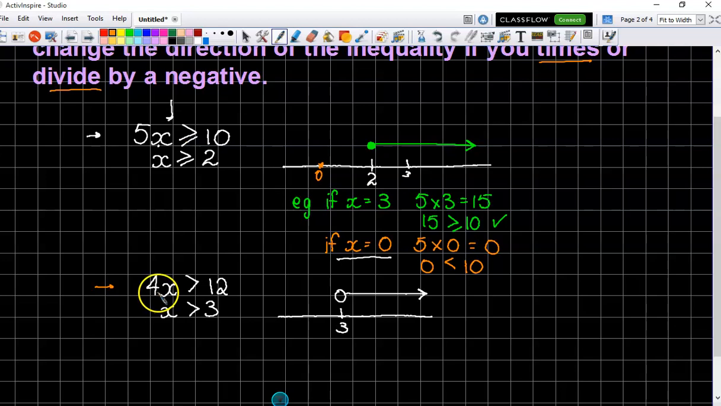Do the same thing. How do you get rid of a times 4? You divide 4, x is greater than 3. So the big difference is now it is an open circle, a round dot, because we're saying, oh, it can't actually be 3. Why? 4 3s are 12. Is 12 greater than 12? No. So isn't that common sense? So it's saying it could be 3.00001. 4 times that is going to be greater than 12. It won't be equal to.